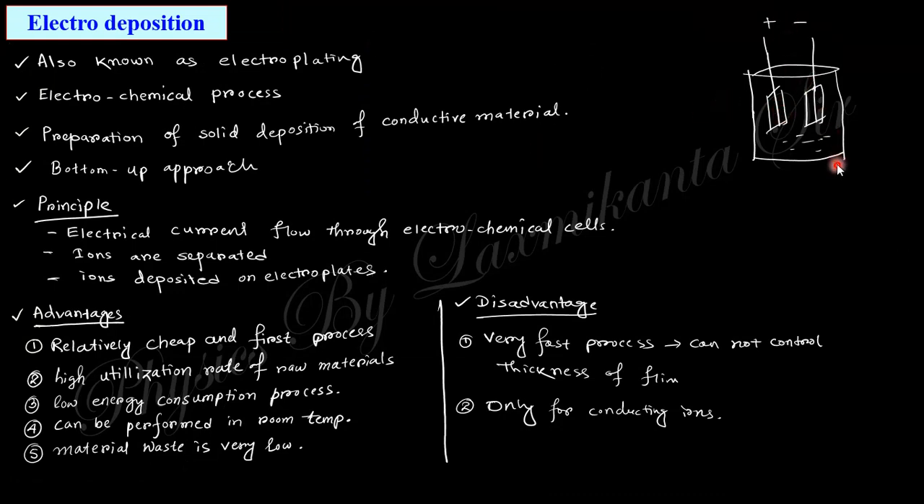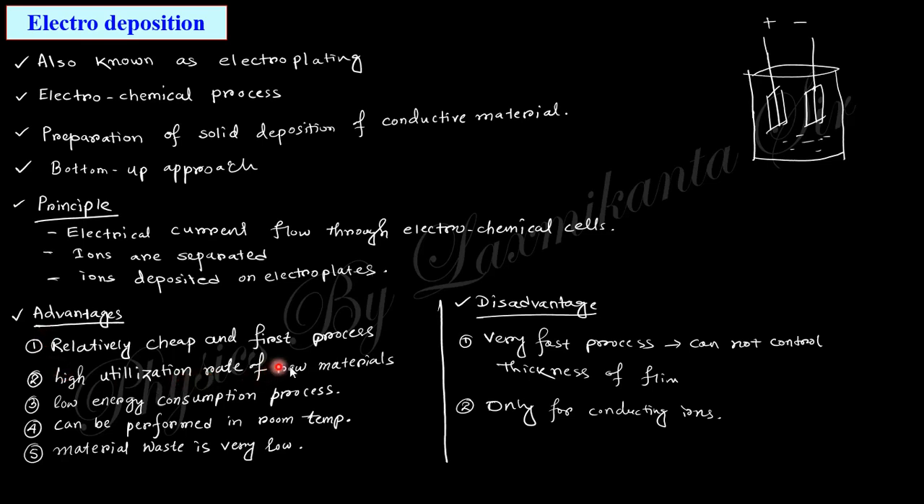Next is electrodeposition. This is the electrodeposition setup with a voltmeter. This is the cathode and anode combination, and this is the electrolyte, whose ions are separated, and they are deposited on the positive and negative terminals of the battery. By this, a thin film can also be obtained. So the electrical current flows through the electrochemical cell and the ions are separated here and then deposited.